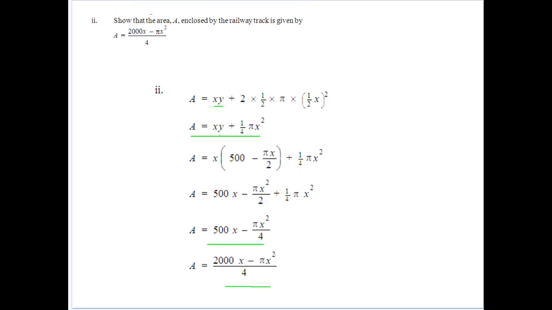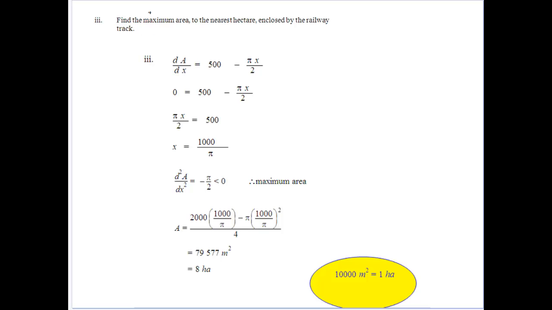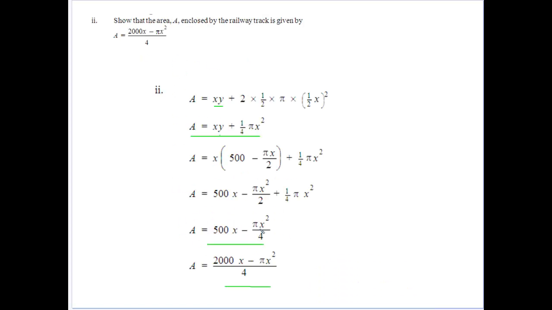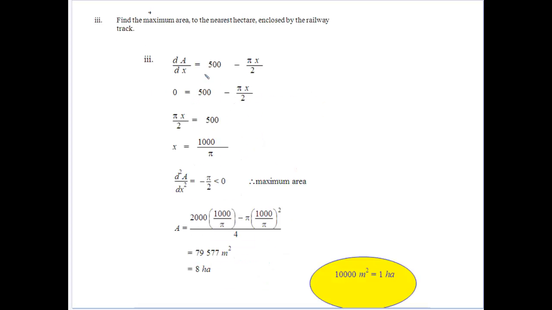But when I go to the next part, and that's to differentiate it, I'm actually going to differentiate this expression because that's easier to differentiate than that. It's easier to manipulate. It's easier to play with. So the derivative of A with respect to x is 500 minus pi x on 2 from what we had in the previous part. Again, to find a maximum area, we set it equal to 0. We solve it, and it's a pretty easy solution because x would be equal to 1,000 on pi. So there's our value of x.